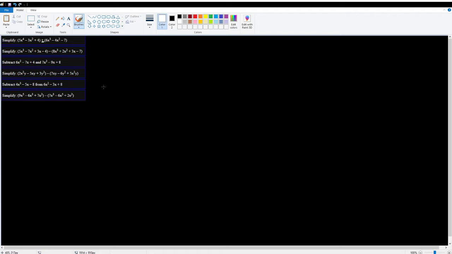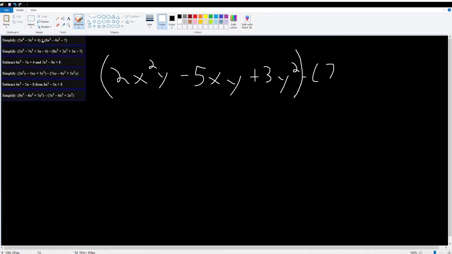Next, we have simplify 2x squared y minus 5xy plus 3y squared minus 7xy minus 6y squared plus 5x squared times y. Oh, forgot to put the parentheses. Alright. So remember, it's subtraction, so I gotta distribute the negative into each term, right?